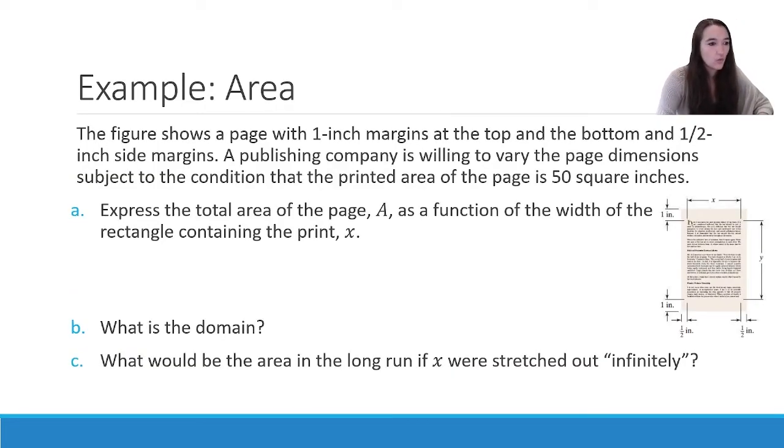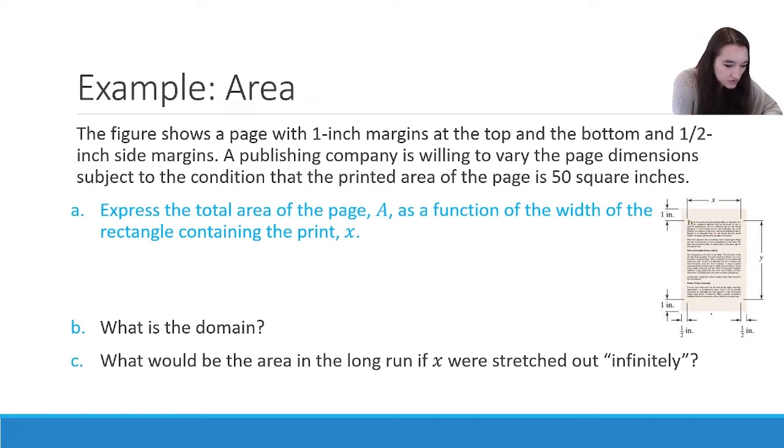Now let's look at one last example involving area. So the figure shows a page with 1-inch margins at the top and the bottom, and half-inch side margins. A publishing company is willing to vary the page dimensions subject to the condition that the printed area of the page is 50 square inches no matter what. So we want to express the total area of the page A as a function of the width of the rectangle containing the print X.